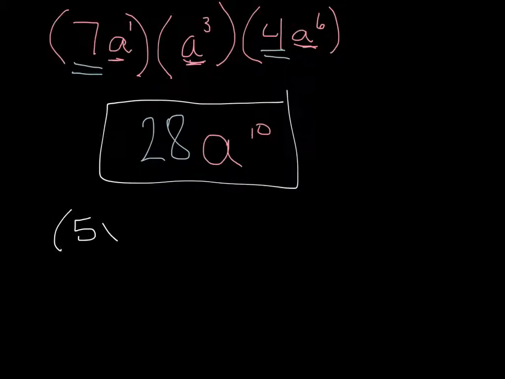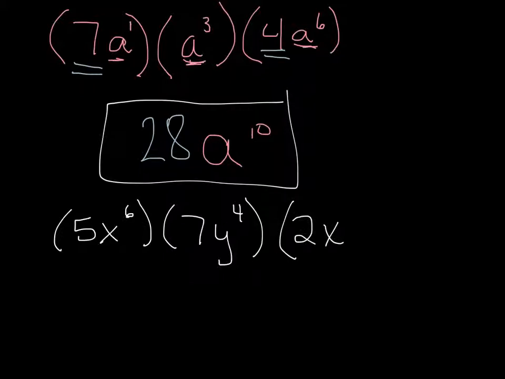How about this one? 5x to the 6th times 7y to the 4th, excuse me, times 2x to the 4th. Okay.